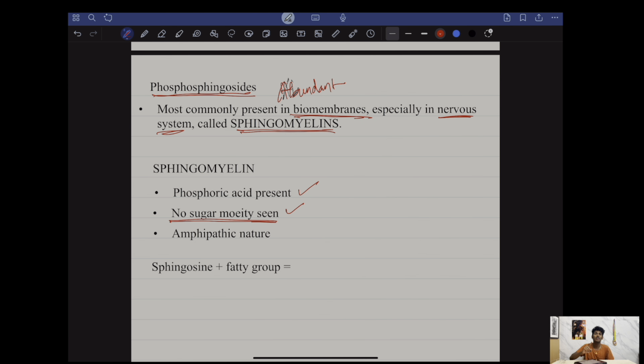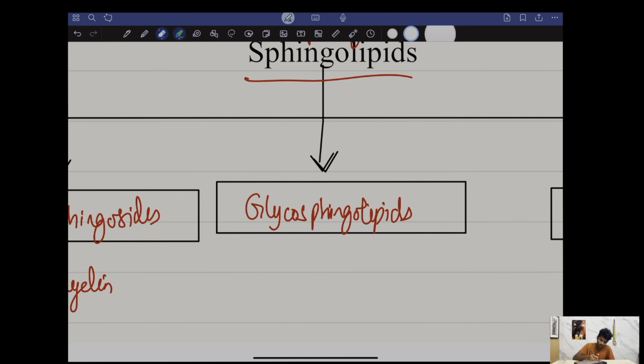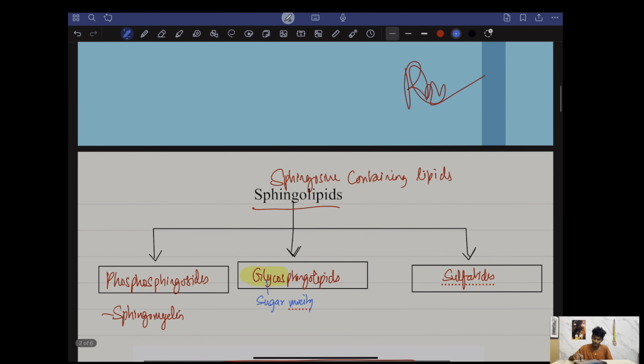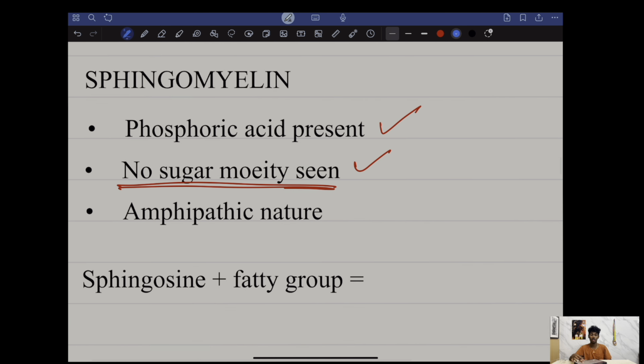What do you mean by sugar moiety? Whenever you see the word glyco, that means a sugar moiety is present. Yes or no? Here you can see whether the glyco word is present or not, so I can confirm whether the sugar moiety is present or not. The easy way to say this: only in phosphosphingosides the sugar moiety is absent. Sugar moiety is not present in the phosphosphingosides.